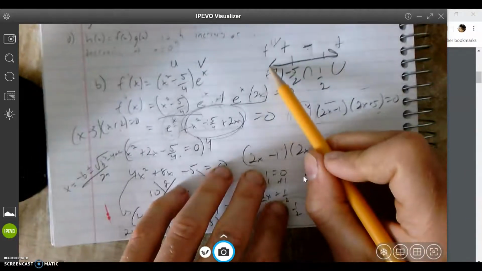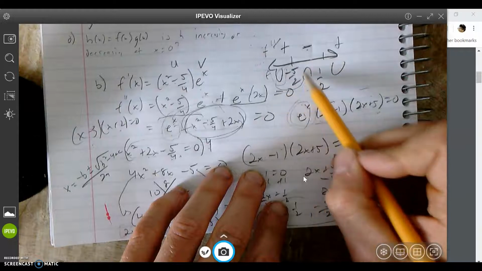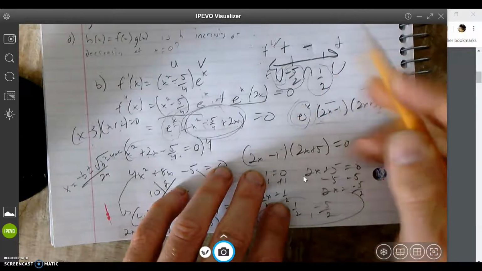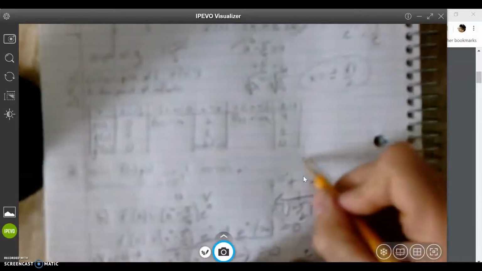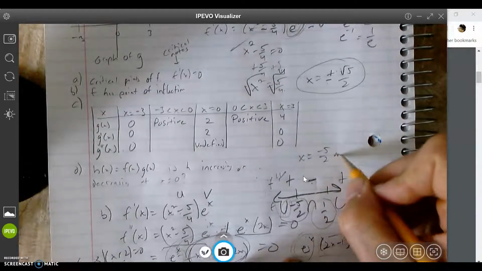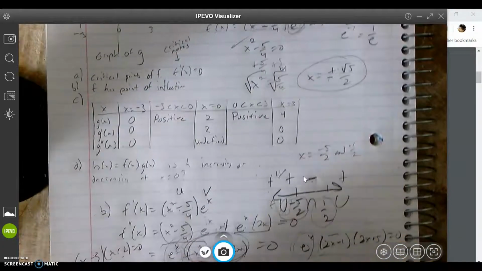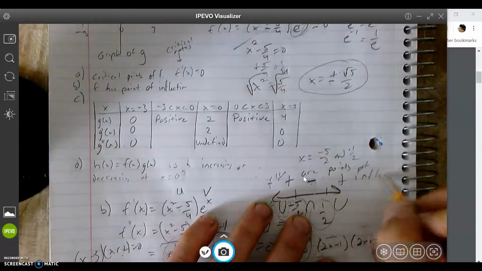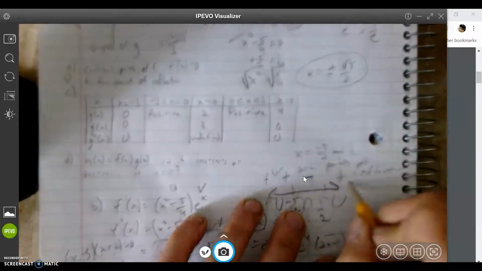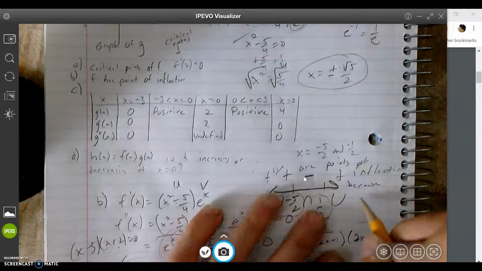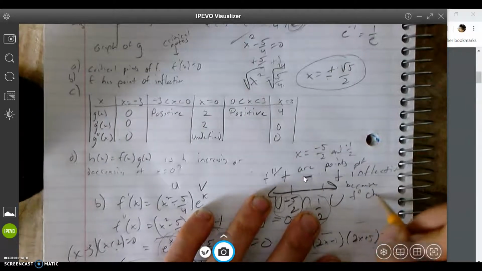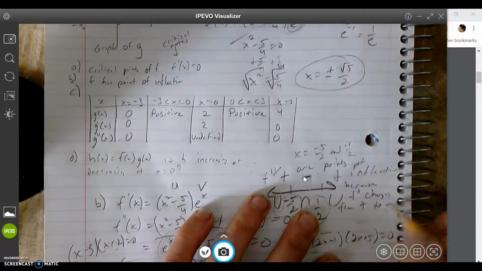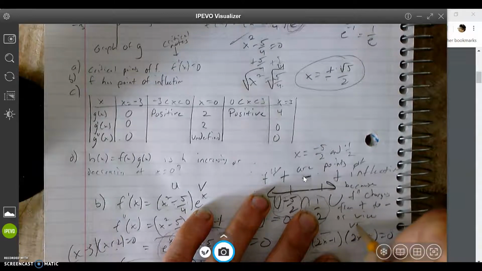So it looks like this goes from concave up to concave down. So this is a point of inflection. This is where the frowny and smiley change, and then also 1/2. So x equals -5/2 and x equals 1/2 are points of inflection because f double prime changes from positive to negative or vice versa.